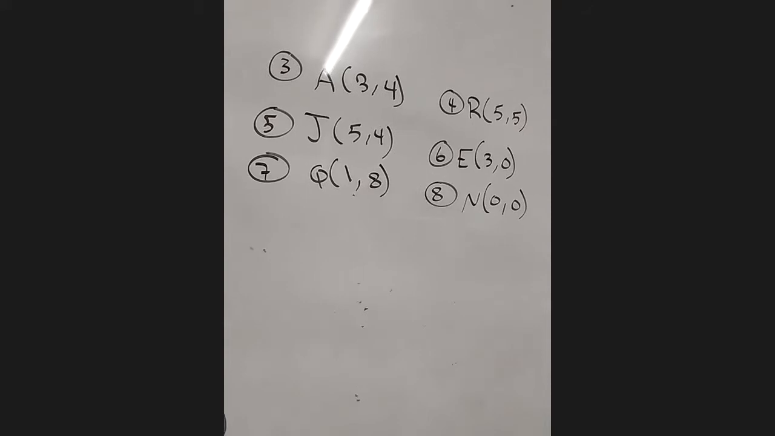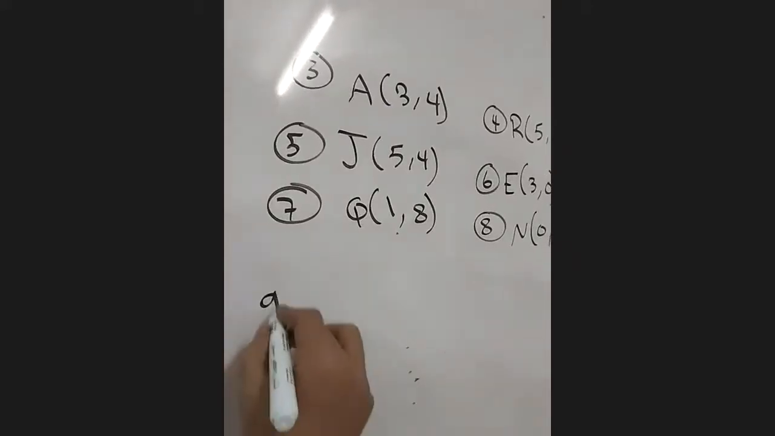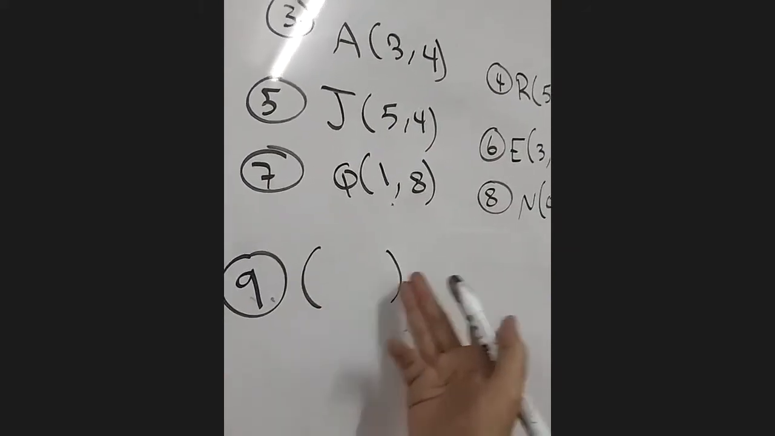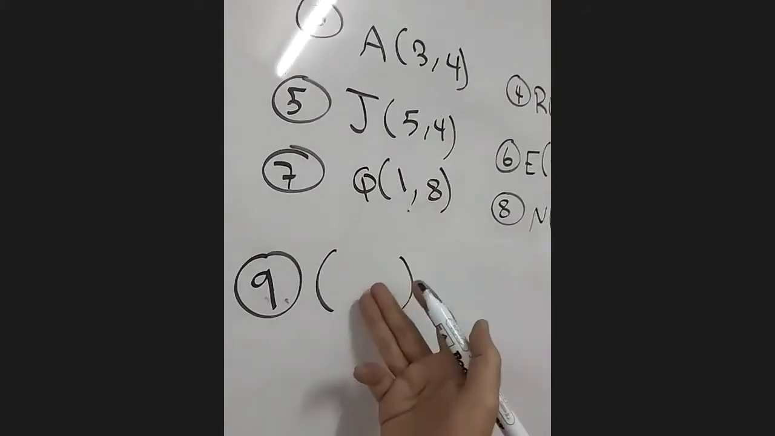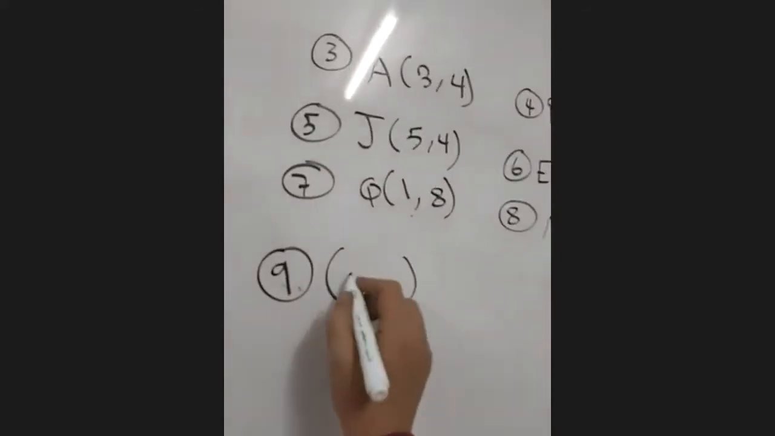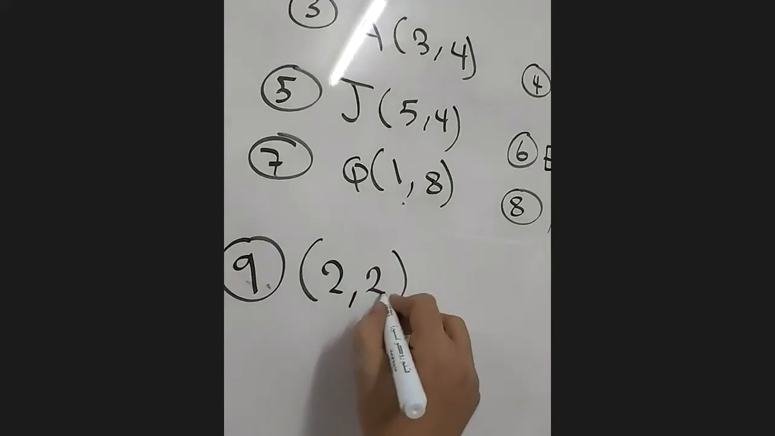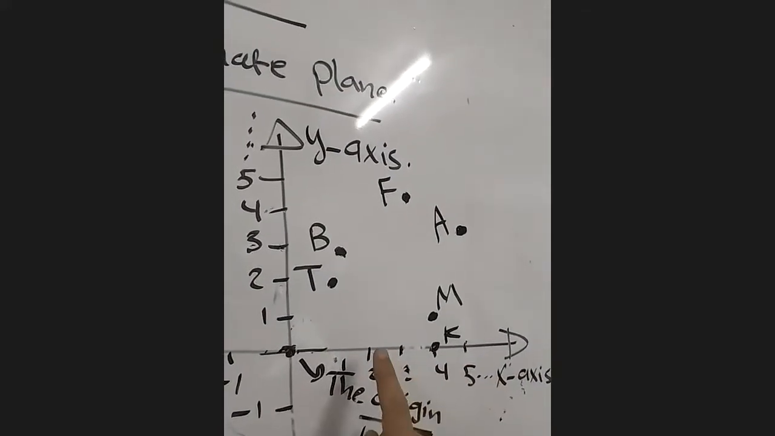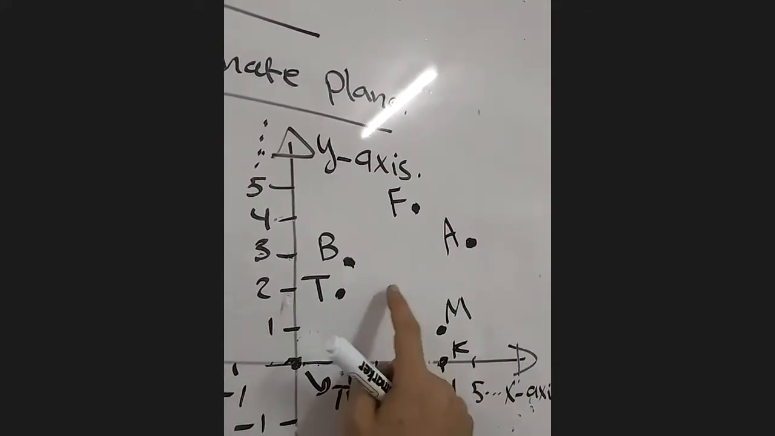Now let's do down. Question 9. The ordered pair is given. We need to know the letter of this ordered pair. The first ordered pair is 2 and 2. We need to know the letter of this. We'll go here to the coordinate plane, go 2 and 2 and see the letter here. Yalla, who can help me with question 9? What will we do in question 9?